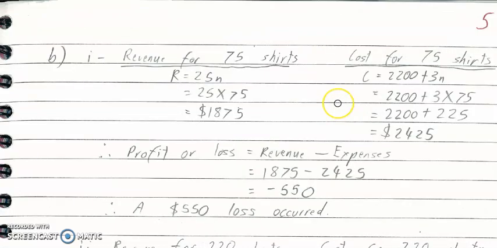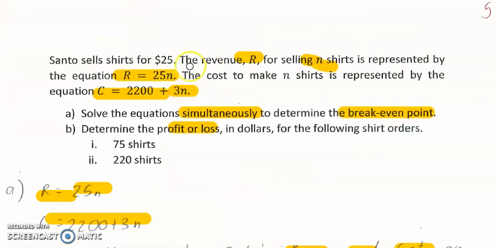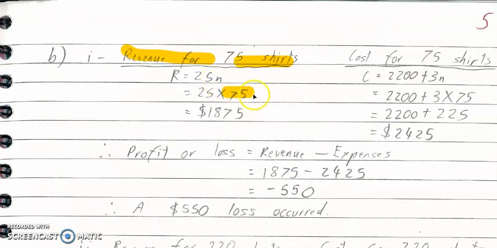So the way I set this out, I wrote, well, what's the revenue for 75 shirts? How much is he going to earn from selling 75 shirts? Well, 25 multiplied by those 75 shirts he sells. Because remember, he's selling those shirts for $25. He's going to get $1,875 in revenue, which is quite a lot really.